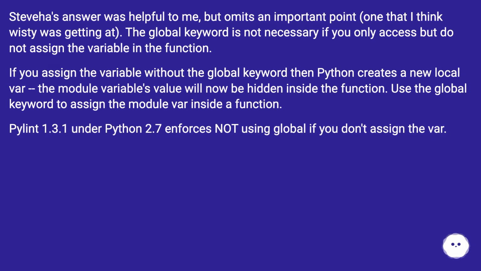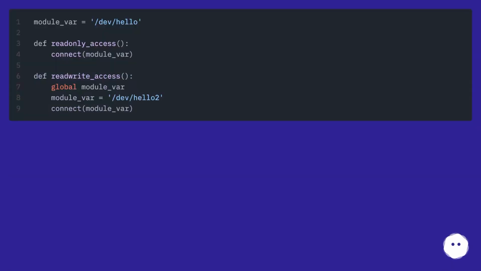Stevahar's answer was helpful to me, but omits an important point, one that I think Wisty was getting at. The global keyword is not necessary if you only access but do not assign the variable in the function. If you assign the variable without the global keyword, then Python creates a new local var. The module variable's value will now be hidden inside the function. Use the global keyword to assign the module var inside a function. Pylint 1.3.1 under Python 2.7 enforces not using global if you don't assign the var.